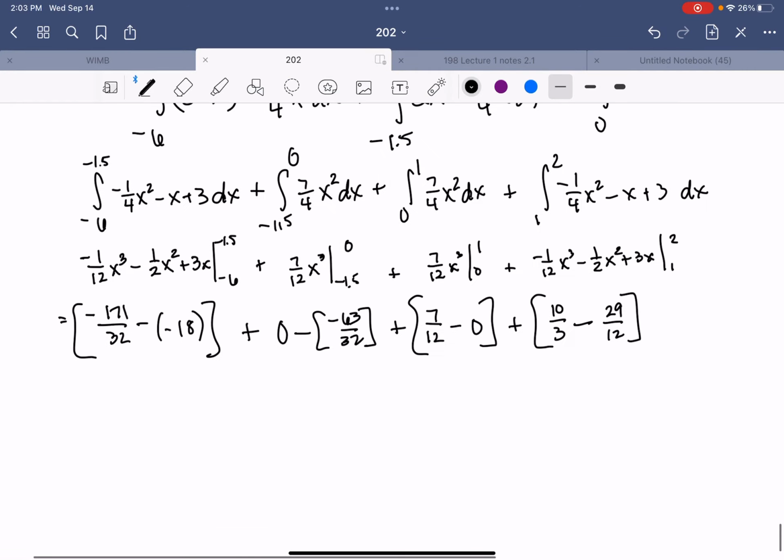All right, now I'm going to put all of this in to see what we get. So -171/32 plus 18 plus 63/32 plus 7/12 plus 10/3 minus 29/12. And I get 129/8, which is 16.125. And that's our final answer.